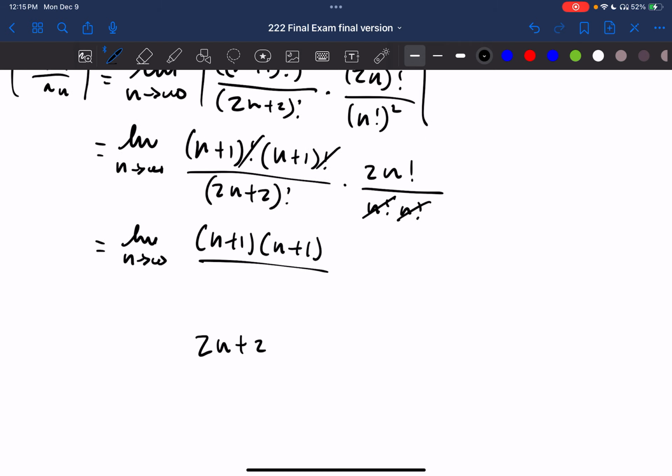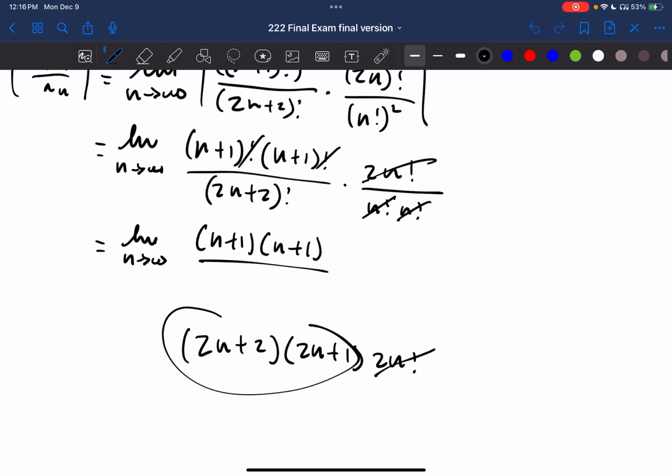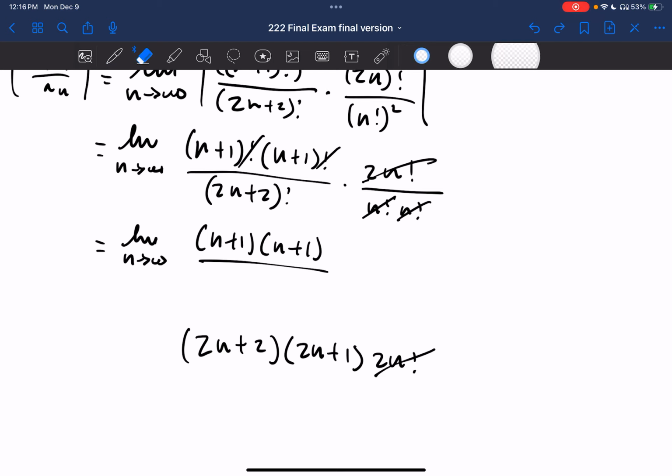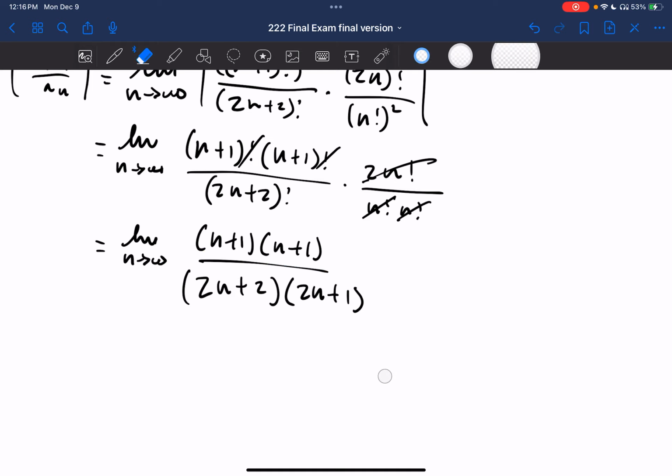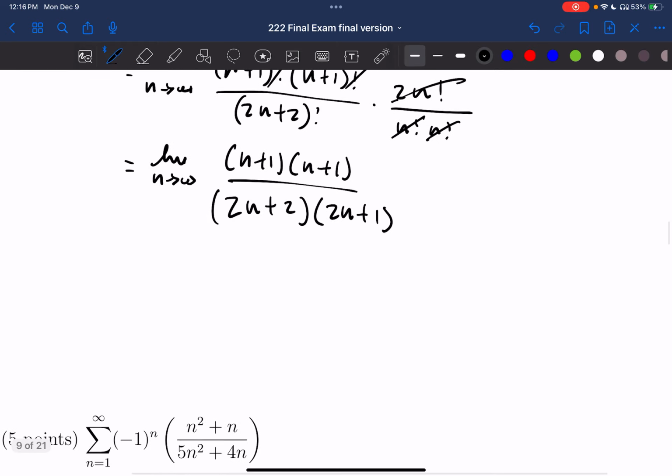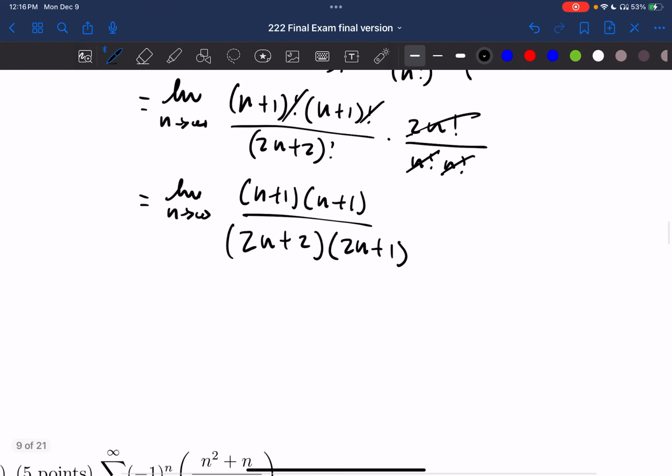2n plus 2 times 2n plus 1 times 2n factorial. We see this 2n factorial and this will cancel, leaving us with just this. So we can put this here. Now that we have this, let's see what the limit is as n goes to infinity.